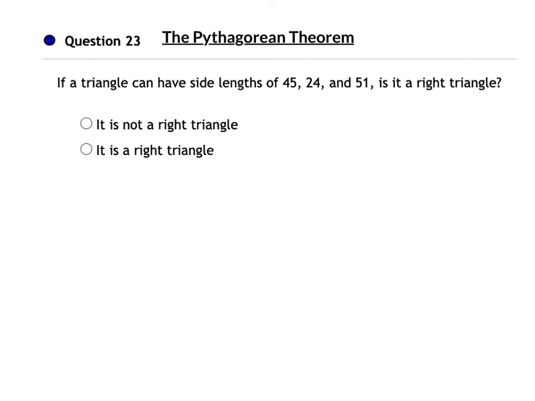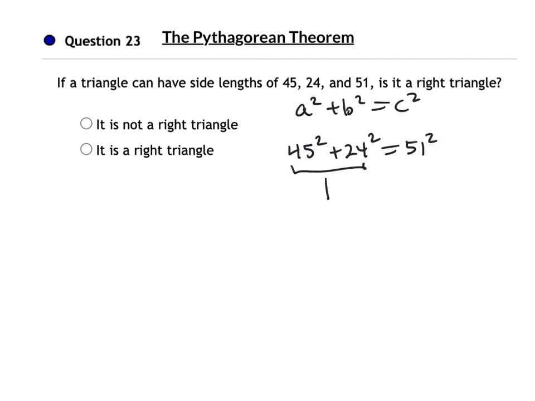Another example. Does a squared plus b squared equal c squared? Does 45 squared plus 24 squared equal 51 squared? So I'll put this in the calculator. 45 squared plus 24 squared is 2,601. 51 squared is 2,601. Hey, that works. This is a right triangle.